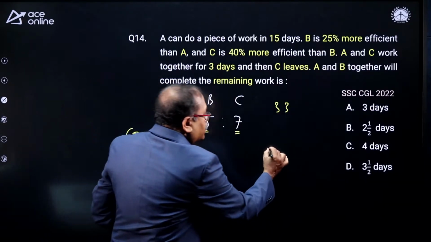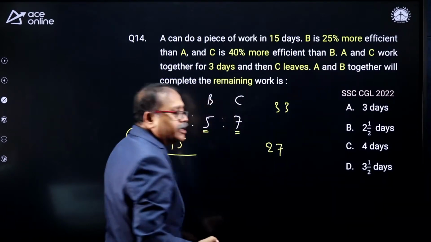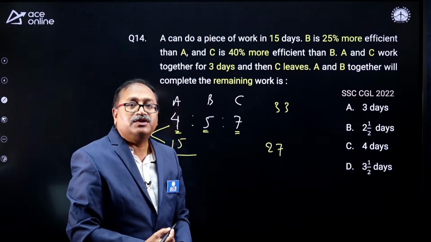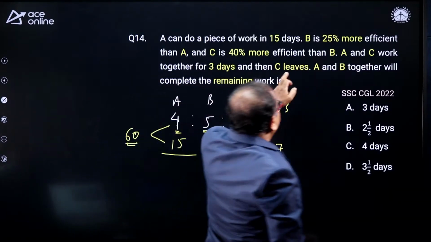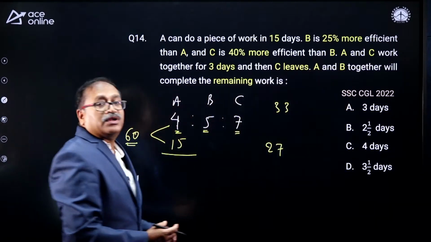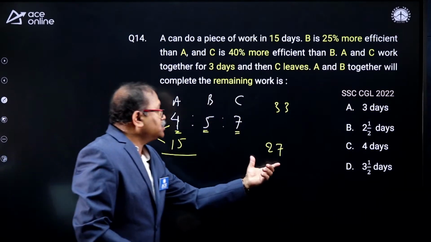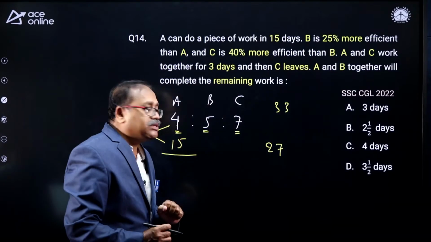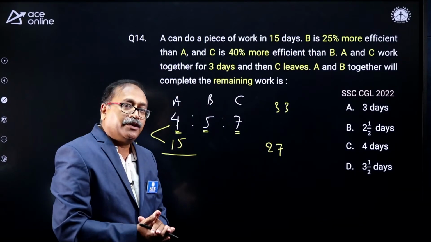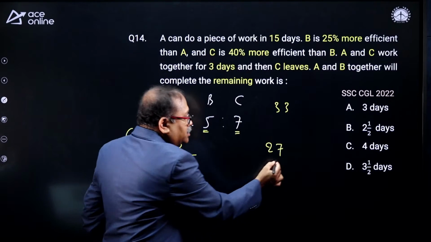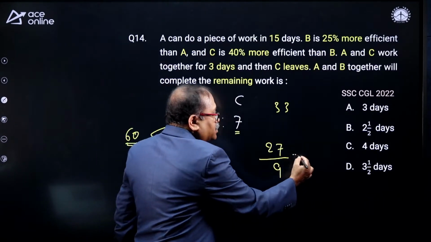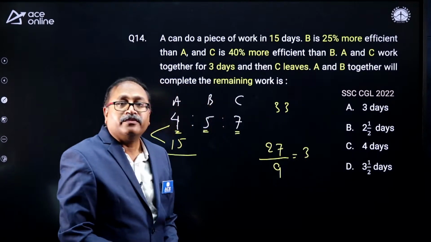So take this 27 units. Hope you are understanding this small calculation. 60 minus 33, that's 27 units. Now who is working? That's A and B together working on the remaining work. So this is the remaining work, and A and B, that is 4 plus 5, 9 units per day. Then how many days will it take to complete this 27? So obviously it's 3 days.